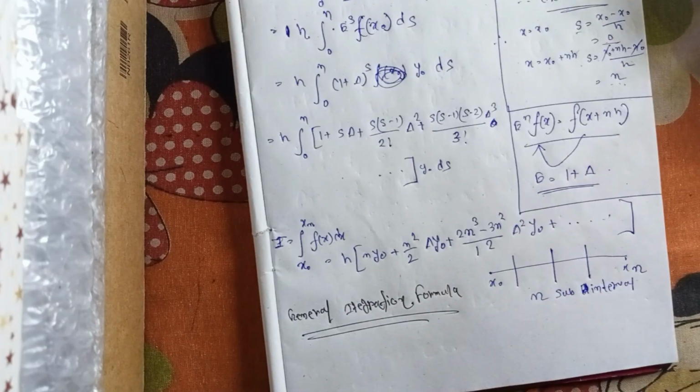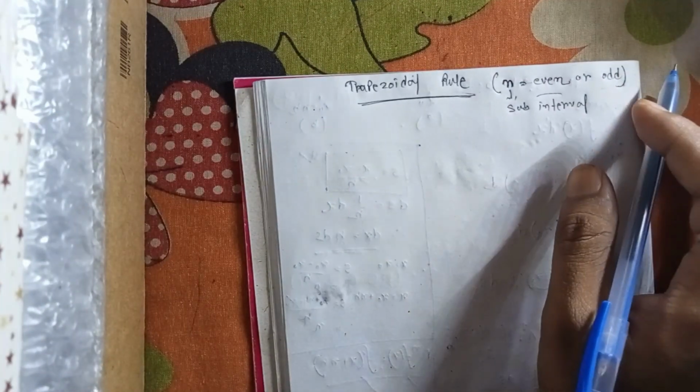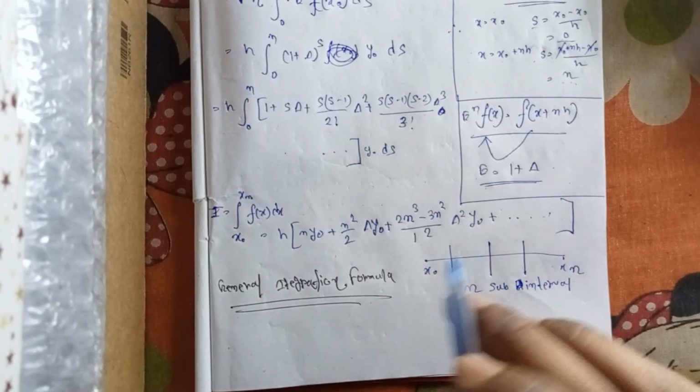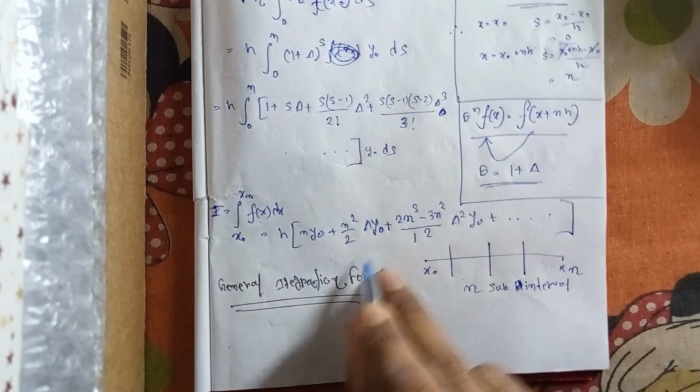Okay. So at first the trapezoidal rule. Here the sub-interval is even or odd, anything, okay. So actually these formulas, after derivation, if we put n equal to 1 in this formula, then we get the trapezoidal rule. See, you don't need to remember the formula, because you can derive each formula on your own, okay.